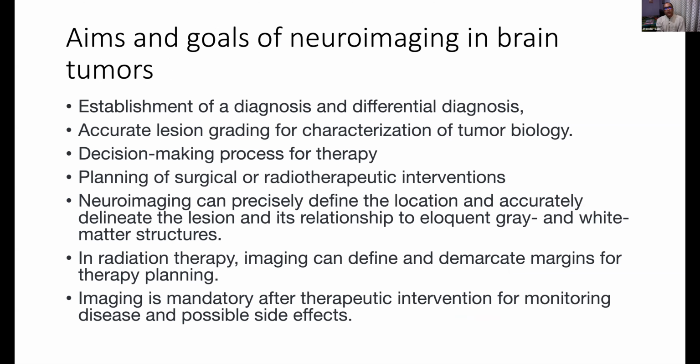What are our aims of neuroimaging in brain tumors? To establish the diagnosis and differential diagnosis, to grade the lesions, to characterize tumor biology, and for decision-making about therapy. We also use it for planning surgical and radiotherapeutic interventions. It can precisely define the location, delineate the lesion, and delineate its relationship to the eloquent cortex, the highly functional areas of the brain. When planning radiation, imaging defines and demarcates the margins for therapy planning. And imaging is mandatory after therapeutic intervention to monitor the disease and possible side effects.